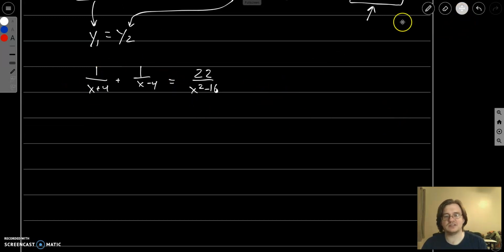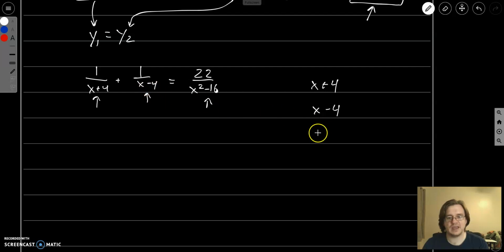So we have fractions. We need to multiply by the lowest common denominator. We'll need to factor each of these, and this is pretty simple. The way that this question is written, the factors of the first one are x plus 4. The factors of the second one, and then the factors of the third one. This is the difference of squares. So the factors here are x plus 4 and x minus 4. Well, that's convenient because our lowest common denominator is going to be x plus 4 times x minus 4.